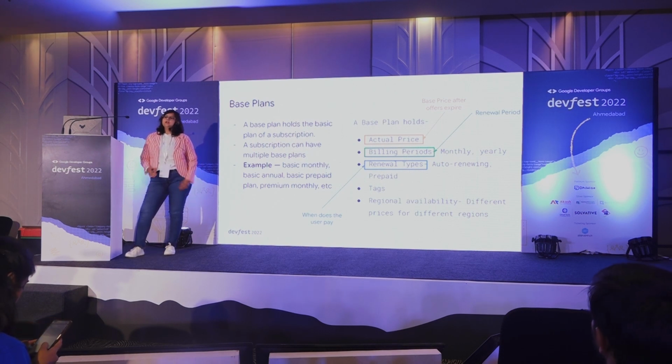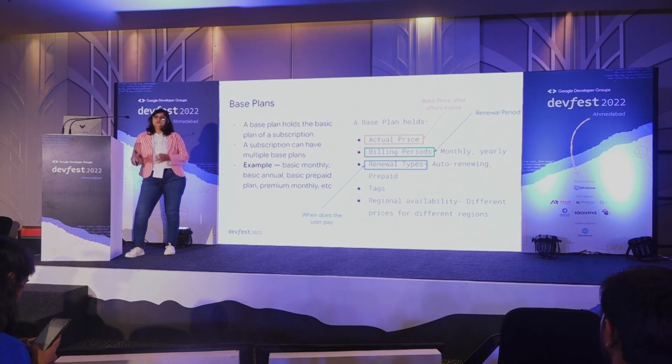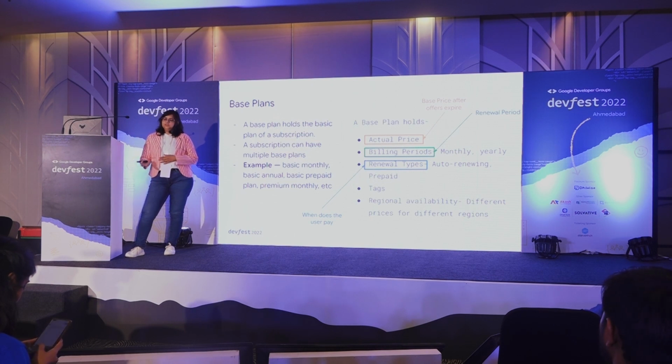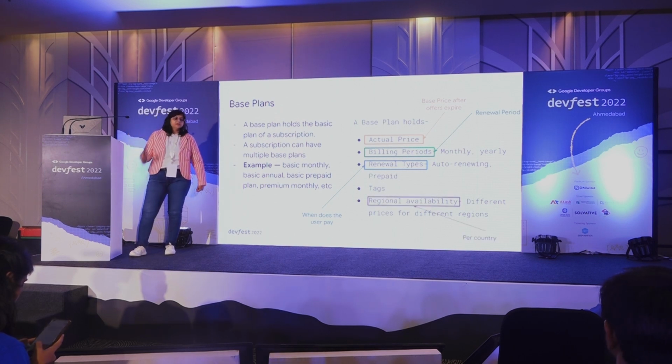Auto renewing are subscriptions that go through the billing period of monthly and yearly, and then you have prepaid plans. Prepaid plans are pay as you go. So your customers pay for it first for a particular period, and then they utilize your features, and then when they want to get back again using the same features, they again pay for it. So it is like prepaid recharge that we do for phones, it is something like that. Tags will come to later when I talk about offers.